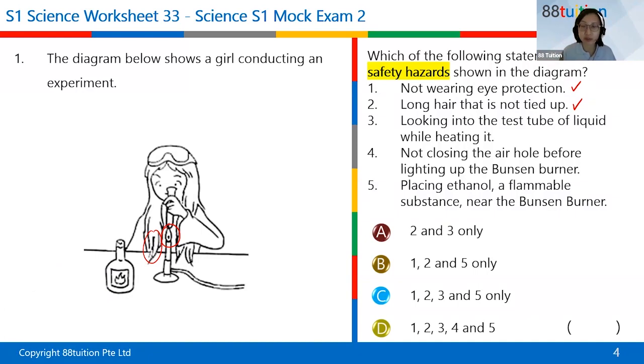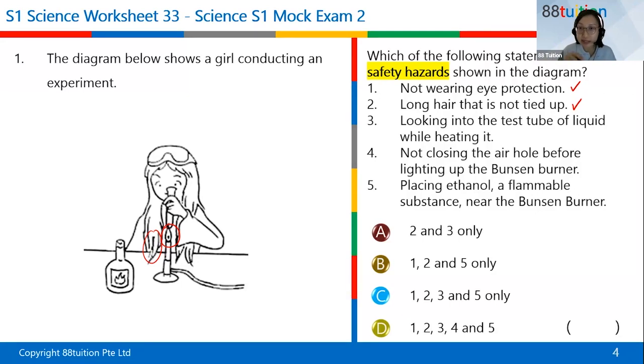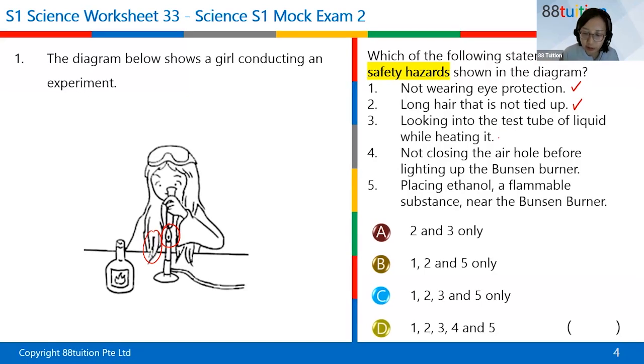All right, so all of you will be sitting for practical exam. In the past, if any student does not wear the goggles, straight away marks will be deducted. They will minus marks. They will record down. All right, but nowadays they don't do that, but then you still have to wear your goggles. And then looking into the test tube of the liquid while heating it is a safety hazard because as the liquid gets hotter and hotter, the liquid might jump out of the test tube and go into your eyes. You might get permanent blindness.